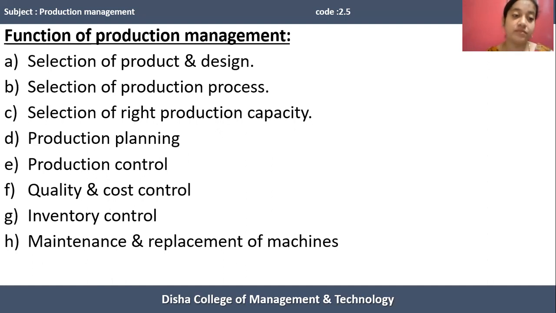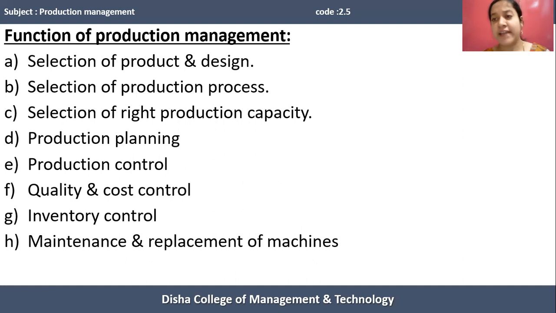Next function of production management is the selection of right production capacity, means the production manager tries to identify what is the actual capacity of the plant, and what is the exact demand of the product. Accordingly, production can be planned. Next one is production planning.